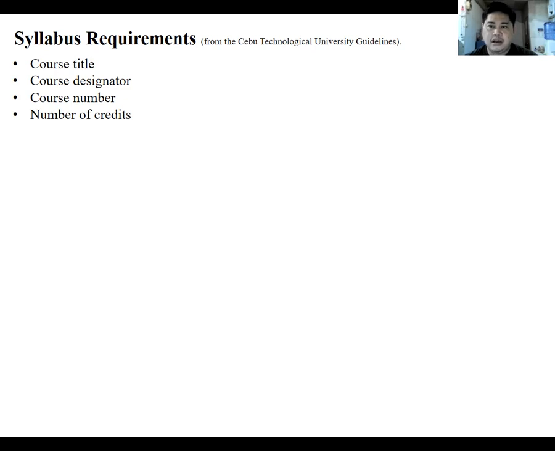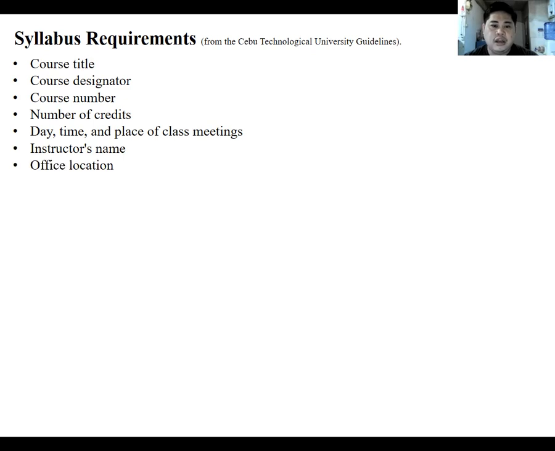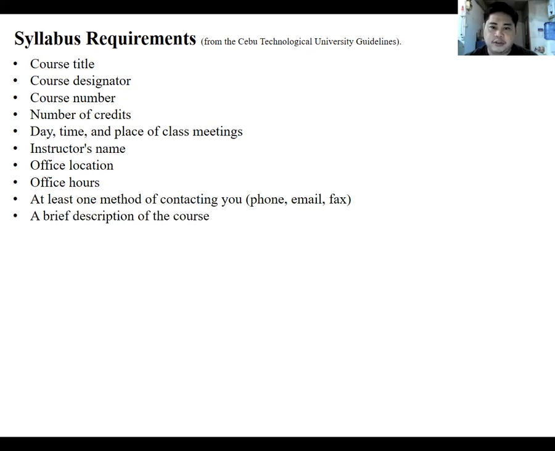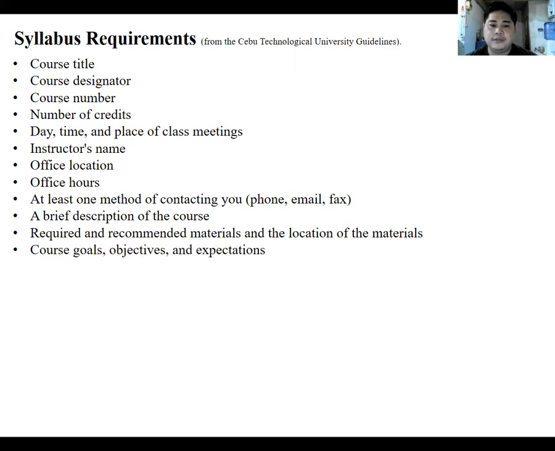Usually it's about 3 units in our university. Then the day, the time, and the place of meetings, the name of the instructor, the location of the office or the classroom, office hours, and then the method of contacting you. It's either by phone or email. Then a brief description of the course, the required and recommended materials, and the location of the materials used, course goals, objectives, and expectations.